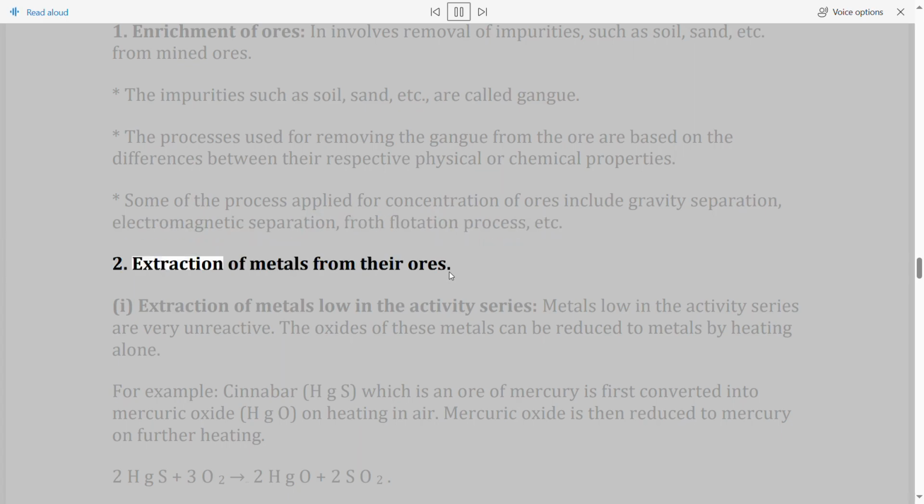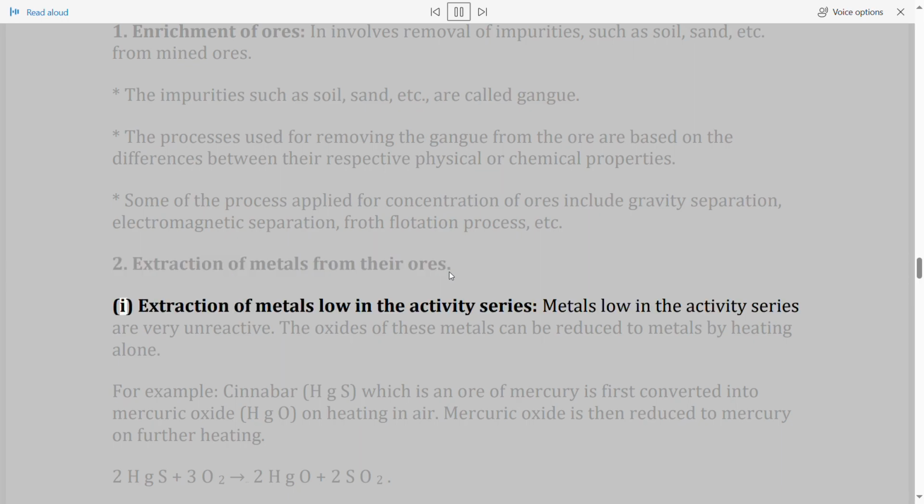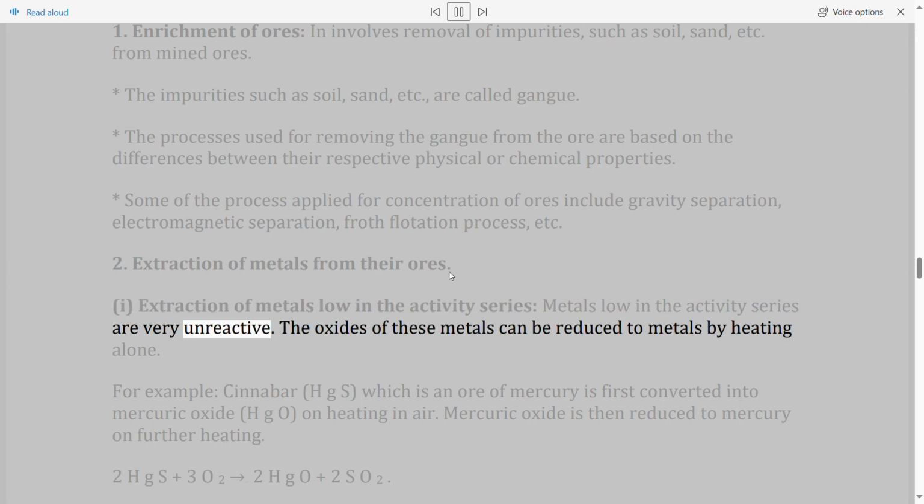2. Extraction of metals from their ores. I. Extraction of metals low in the activity series. Metals low in the activity series are very unreactive. The oxides of these metals can be reduced to metals by heating alone.